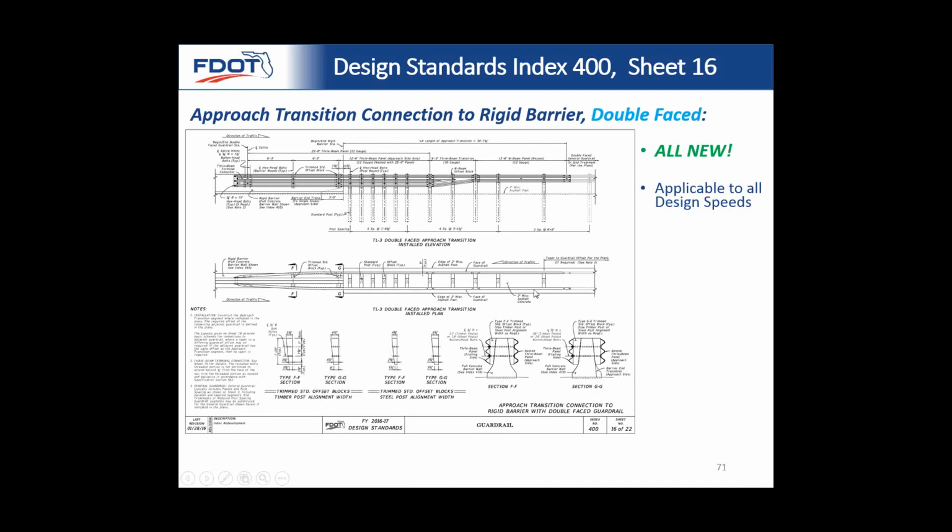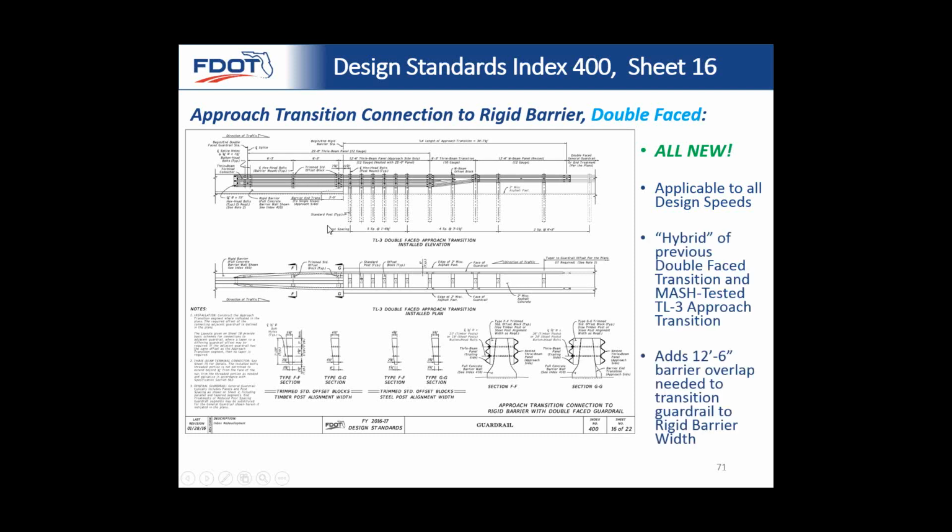Here's the same thing, but if you happen to have double-faced guardrail, now you don't need an alignment curb, but you do require some offset blocks to transition you to the width of the rigid barrier. This guardrail system is a lot wider than the rigid barrier, so you need these trimmed offset blocks to get you where you're going, and you need about a 12-foot 6-inch overlap, which is a little different from the previous.